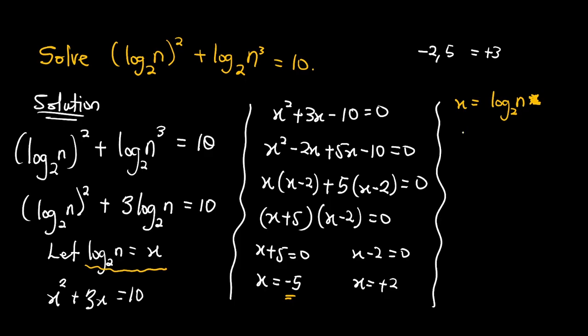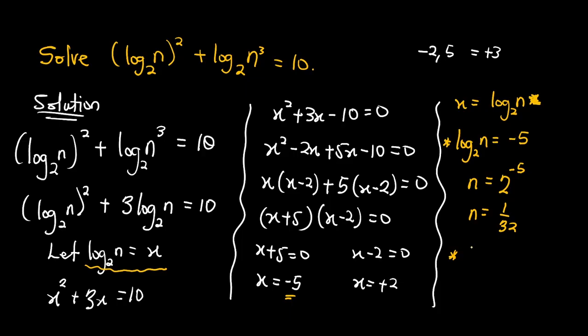So from here, we can say that log base 2 of n is equal to, over here, the value of x, the first one is negative 5. So to find the value of n, the base will come and carry this number, so 2 raised to the power negative 5. So n will be equal to 2 raised to the power negative 5. That will be 1 over 32. Are you okay? That is for the first instance. So this is for the first case.